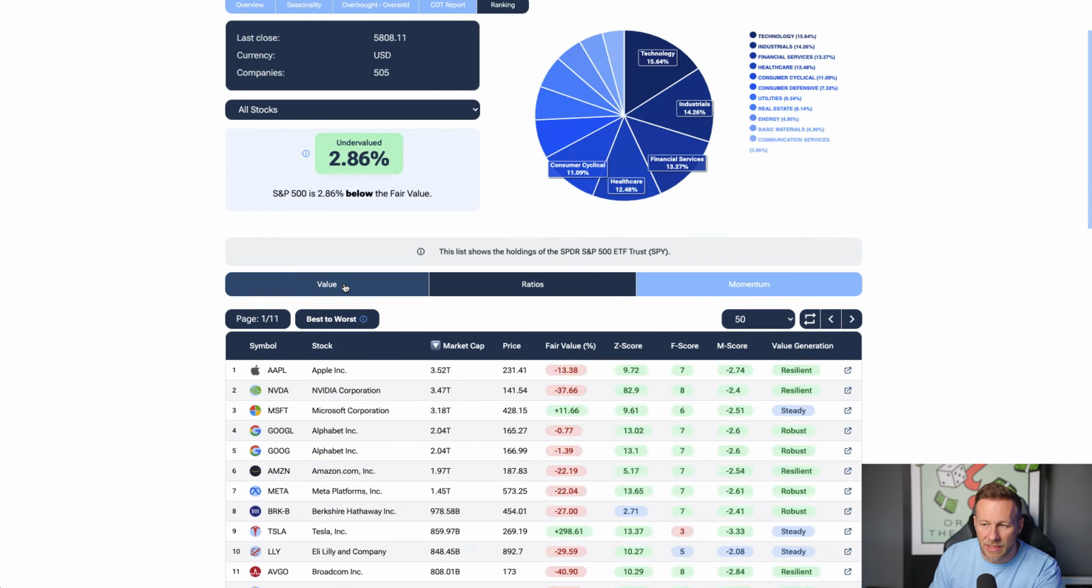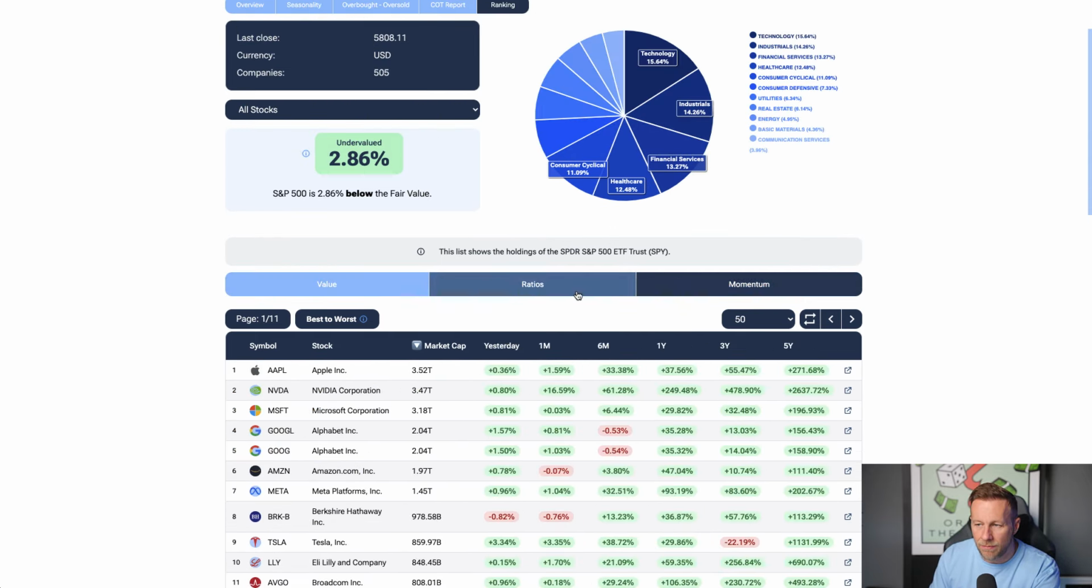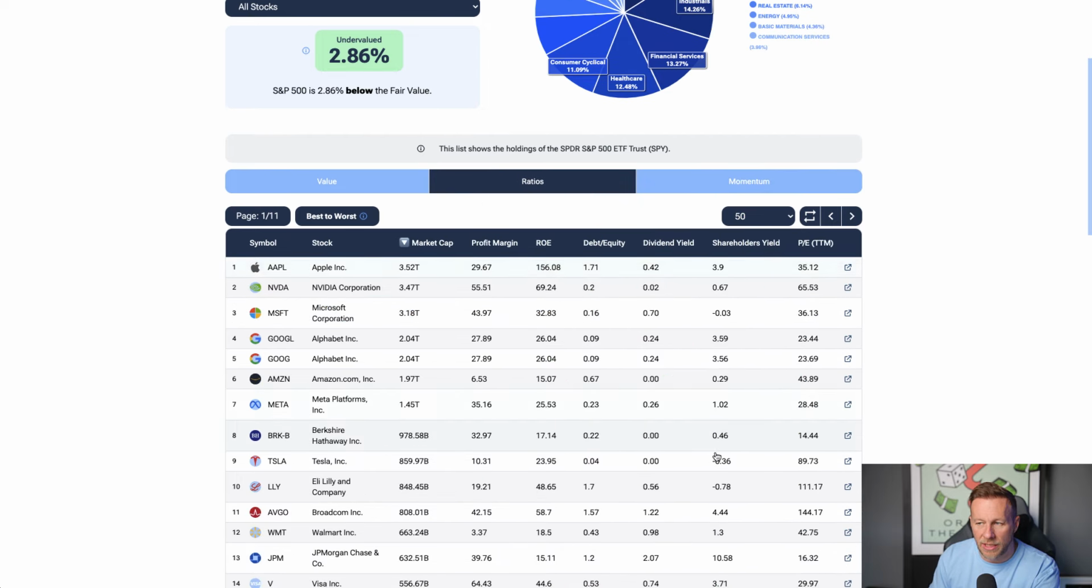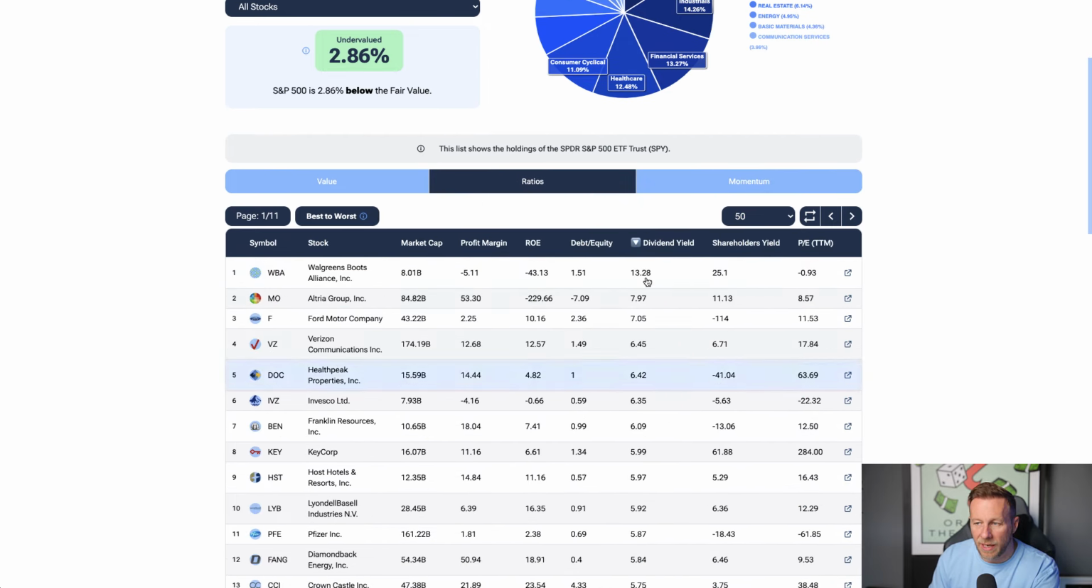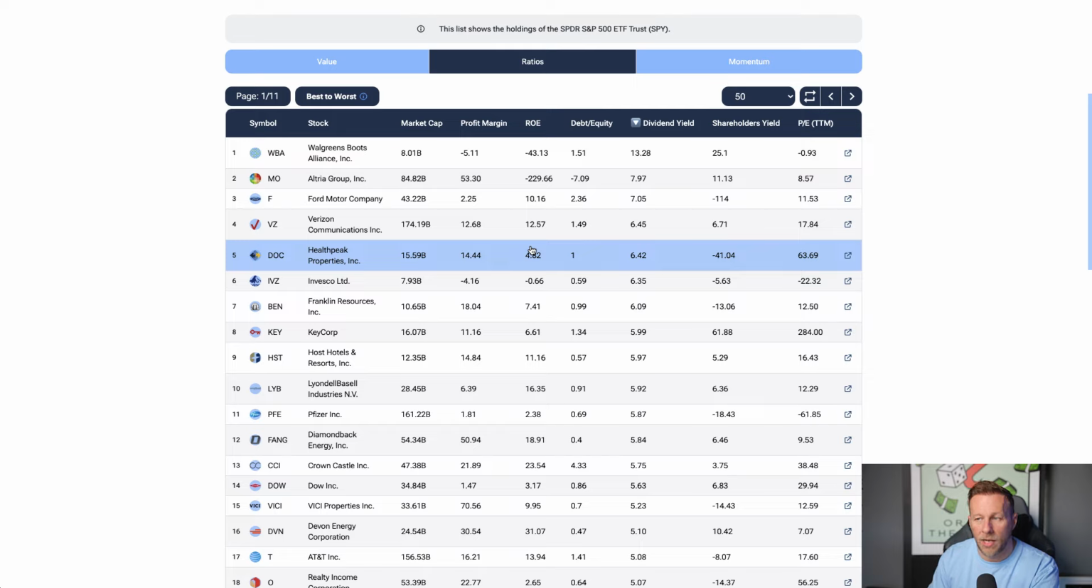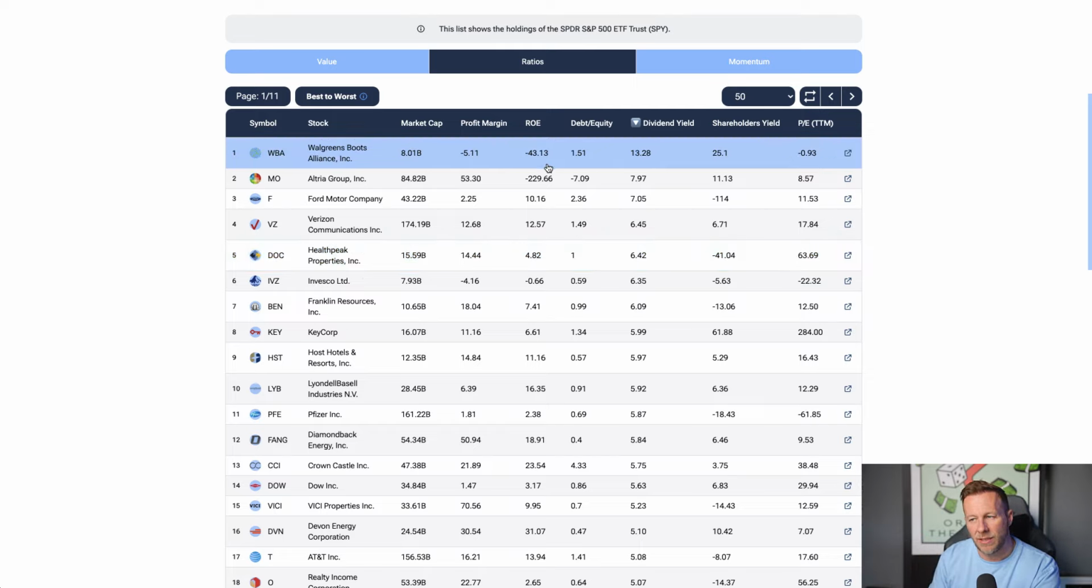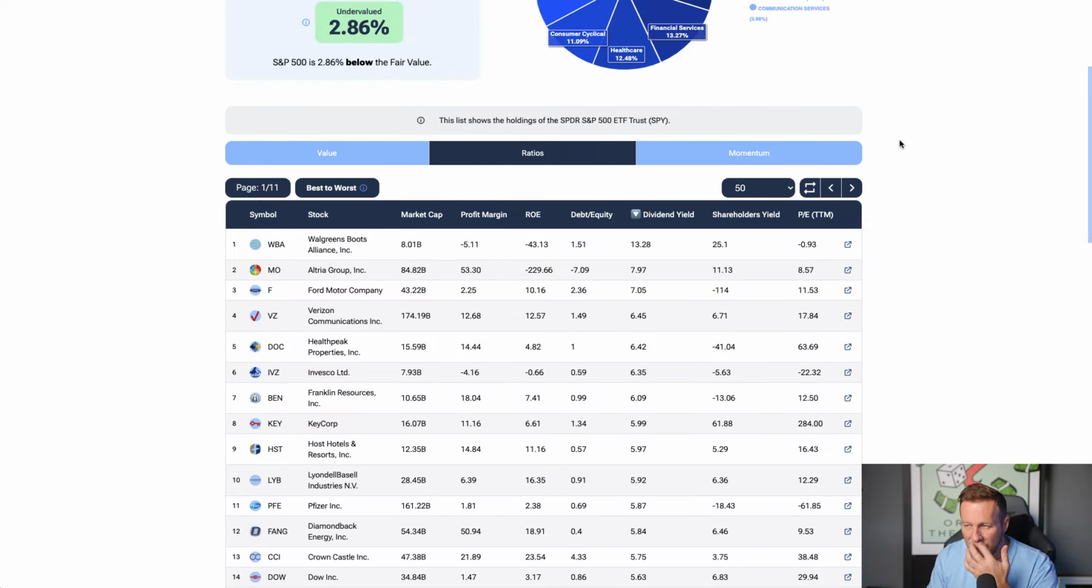So you've got these tabs here: value, ratios, momentum. The ratios one is where you're going to find who's paying the biggest dividends. And then you might just start looking at your investments that way, top down. So the flexibility on this tool is just incredible. And the information that you've got at your fingertips saves you so much time, is so valuable, and keeps you ahead of the game. This is how I was able to get in fast on PayPal. And I'm going to show you another opportunity in just a bit.